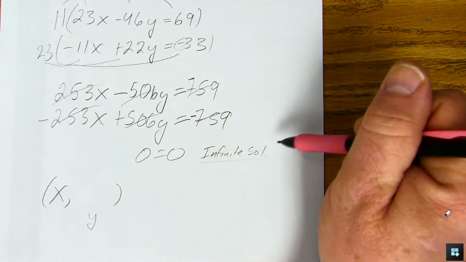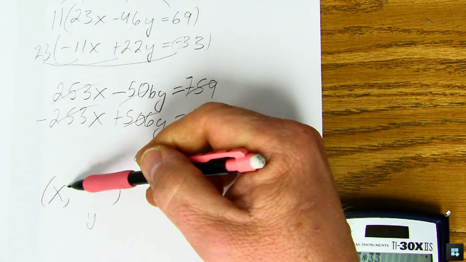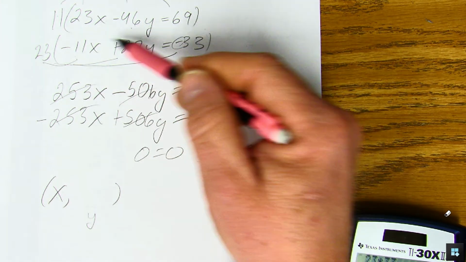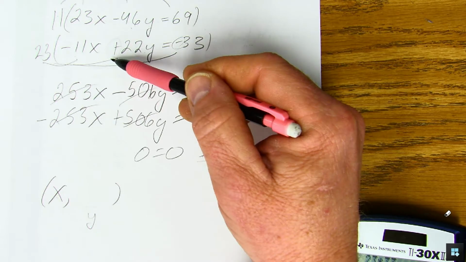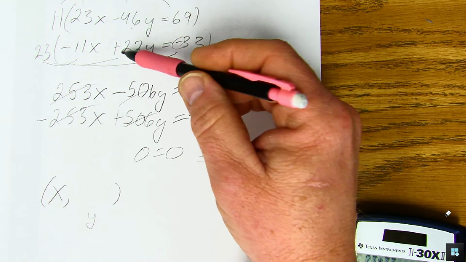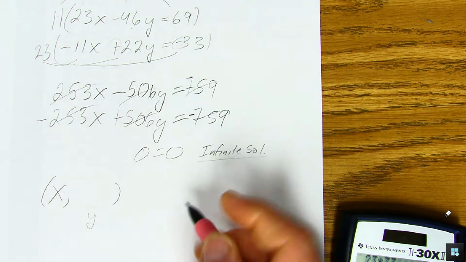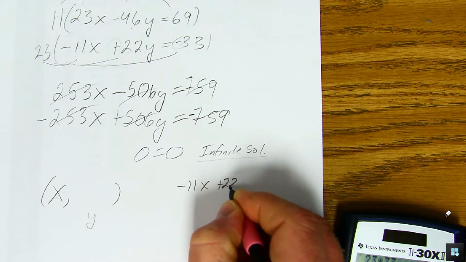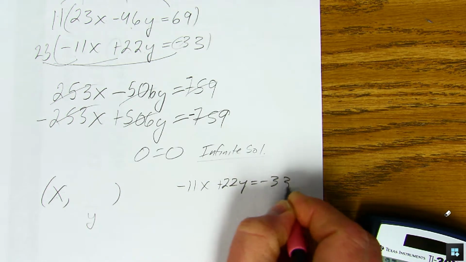You only do it when it's an infinite solutions. And then I take x and I plug it in, and I then solve for y. I think I'm going to plug into this bottom equation just because it's a positive y here, and I don't like dealing with negatives. You'll get the same answer either way, but I really like this better. So that gives me -11x plus 22y equals -33.